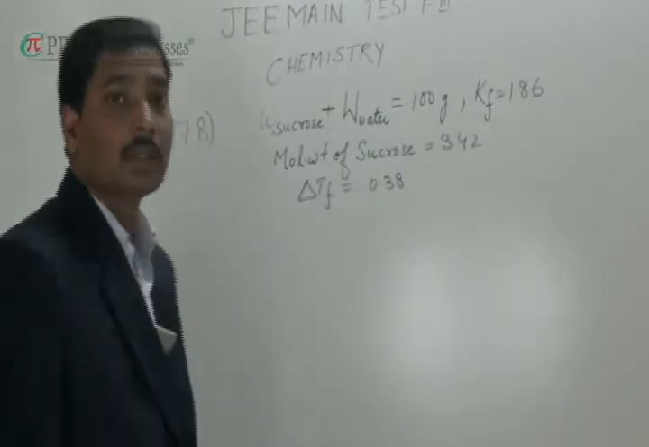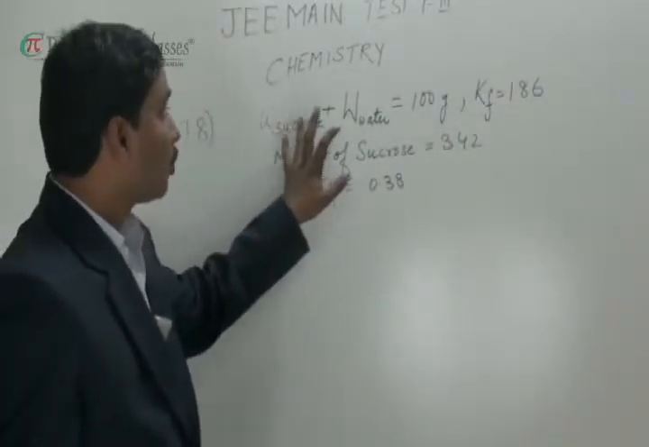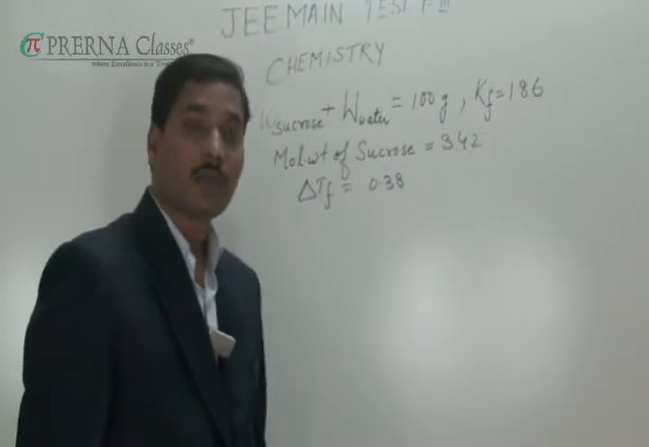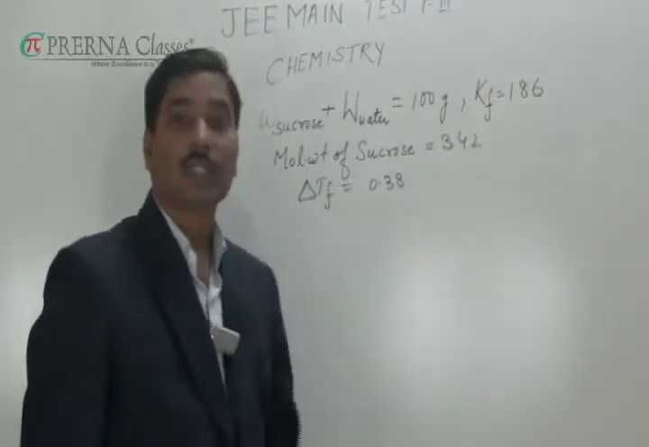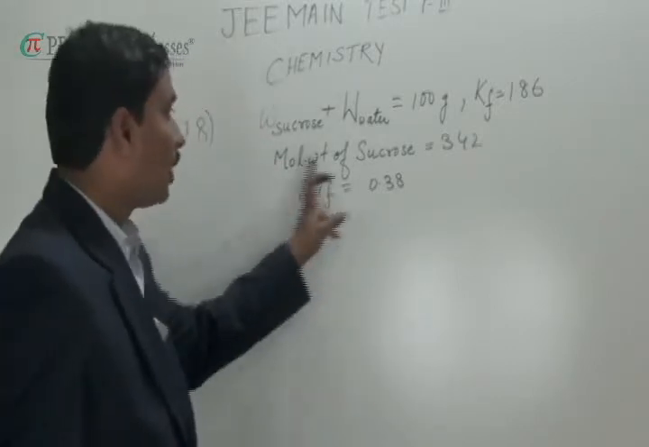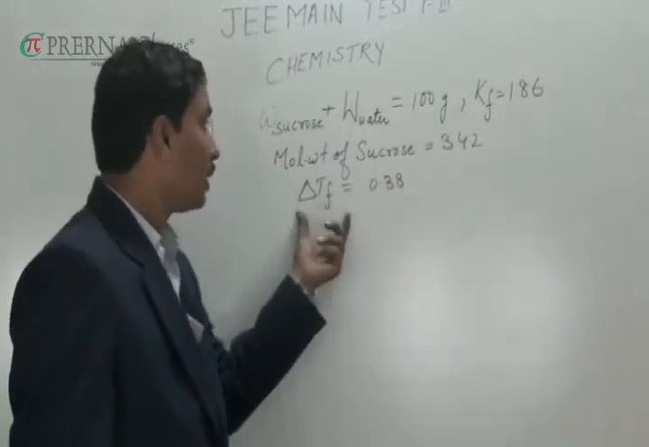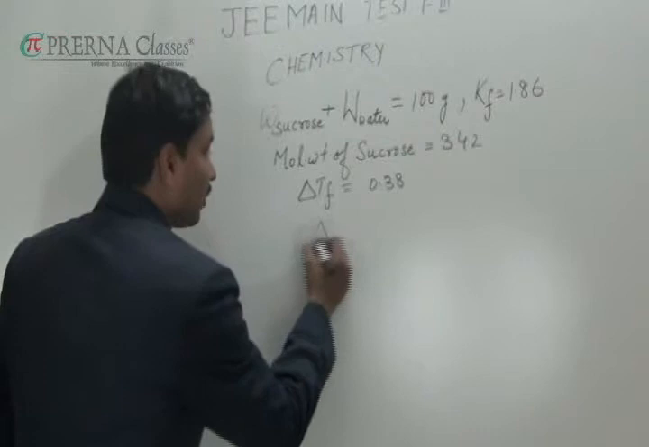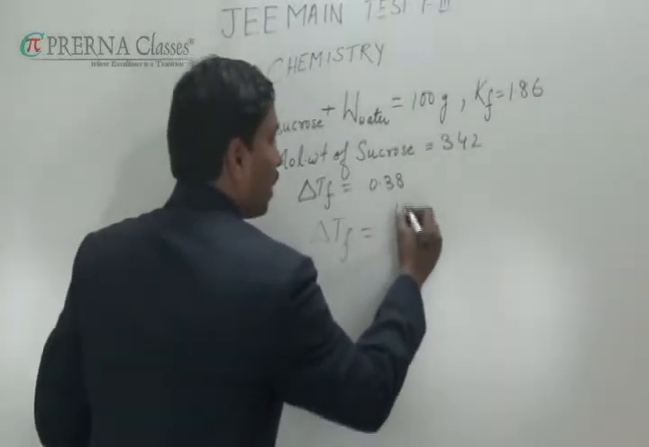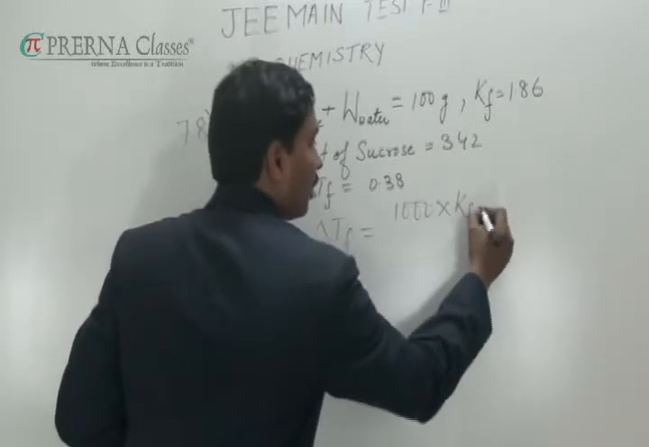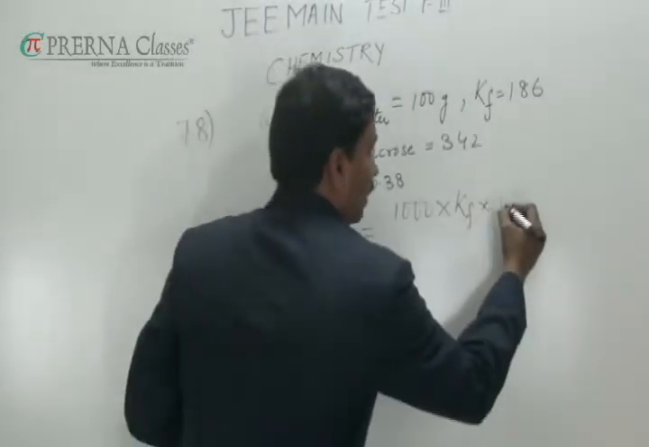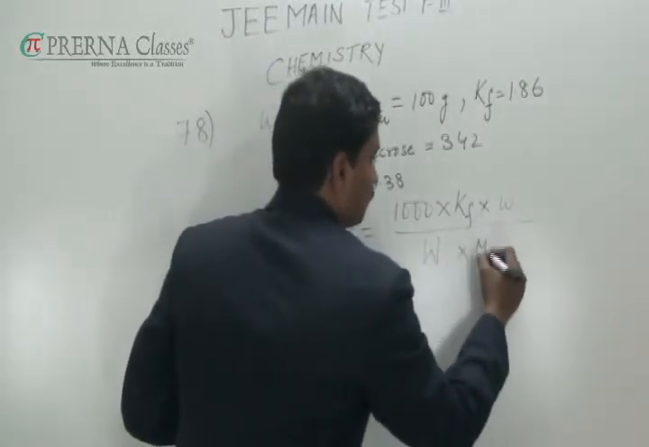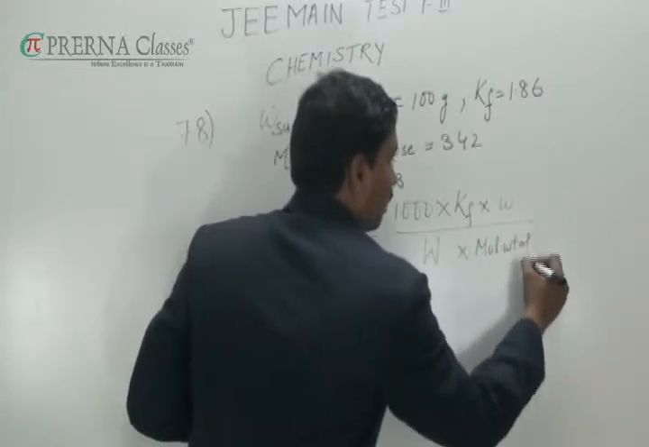Question number 78. Weight of the sucrose plus weight of the water is given as 100 gram. That means the sucrose solution in water weighs 100 gram, and Kf value is given as 1.86, molecular weight of sucrose is 342 and del Tf value is given as 0.38. So we know that del Tf is equal to 1000 into Kf into W into molecular weight of solute.